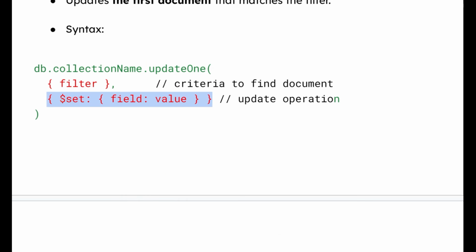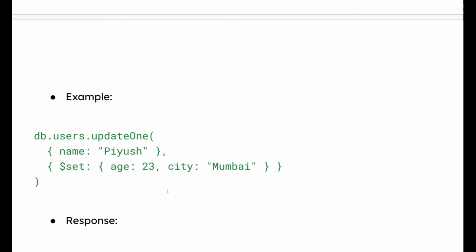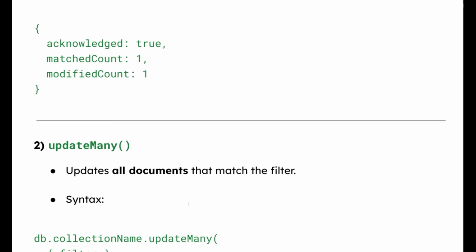Then comes the update operation, where you put $set, colon, and then a curly bracket inside of which the field and the value should be there. When you put this filter, it will pick that particular document, and inside of that, whichever field's value you want to change, just write it here. Similarly, the name should be Piyush and then $set, I want to change the age, I want to change the city. This is the complete syntax. I hope you understood the concept. And the response will be there, don't worry.